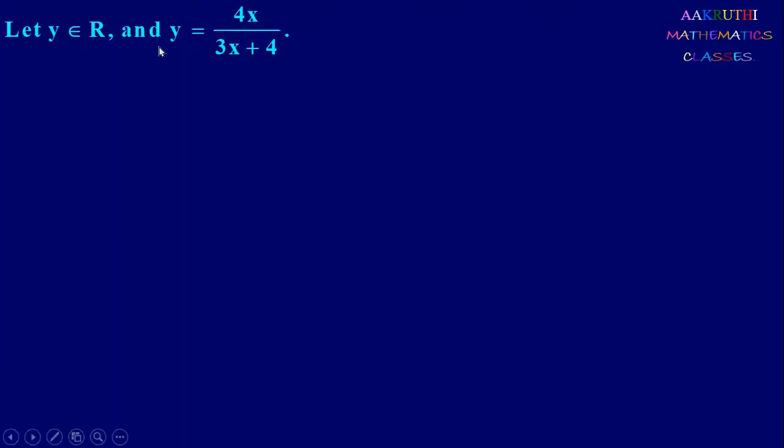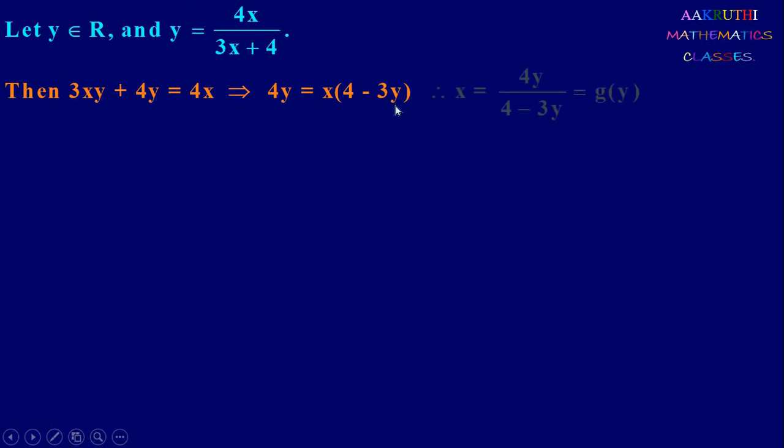Take y belongs to R and y equal to 4x divided by 3x plus 4. Now take any element belonging to second set, that is R, and y equal to f of x, that is y equal to 4x divided by 3x plus 4. Now first we solve for x here. To solve for x, we cross multiply and we get 3x into y is 3xy, y into 4 is 4y, equal to 4x. We have to solve for x, take all x terms to one side and we take x common outside, we get 4y equal to x into (4 minus 3y). So therefore x equal to 4y divided by (4 minus 3y).